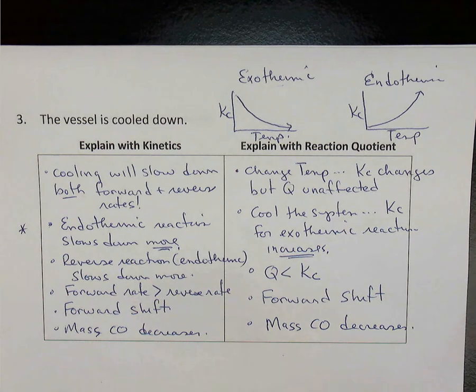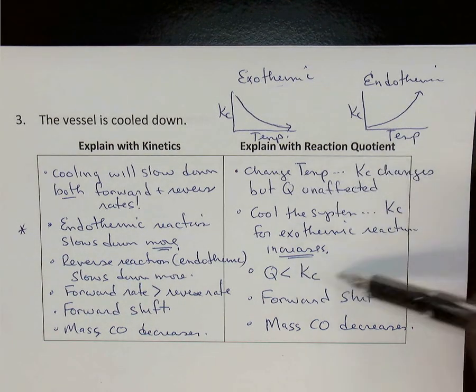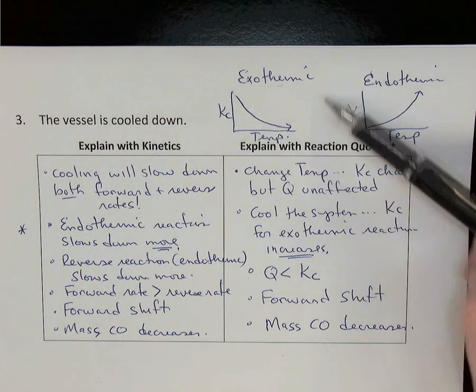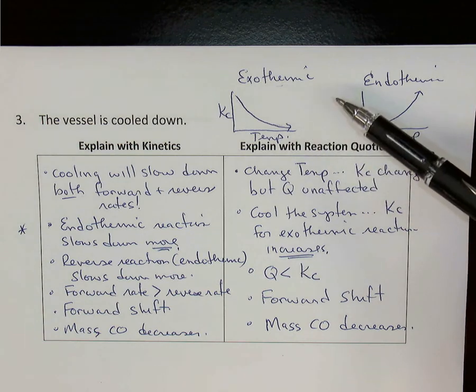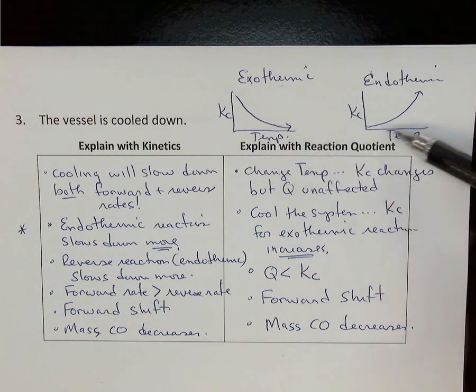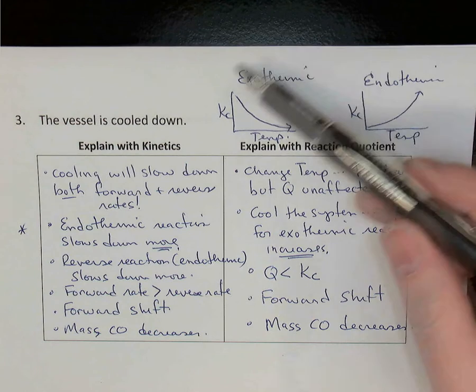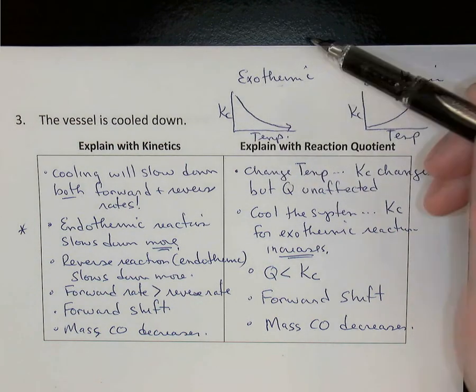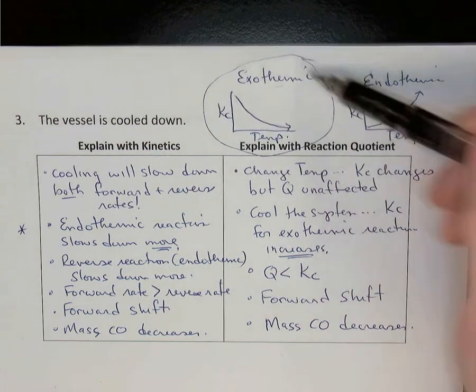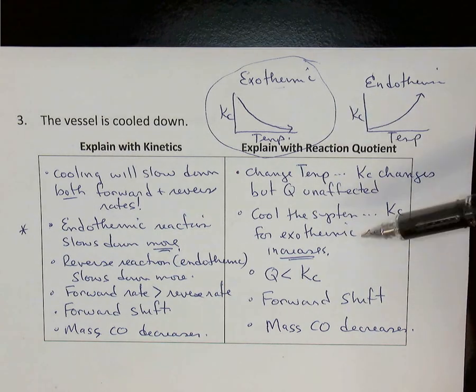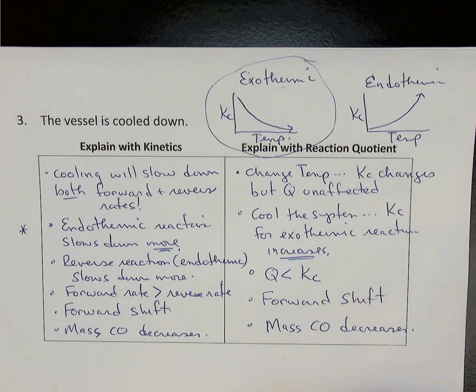Okay? So if you're talking temperature and you're discussing reaction quotients, you have to include the appropriate graph in your answer. You don't have to sketch both, but you have to sketch the graph that applies to your reaction. So we were dealing with an exothermic reaction. You have to include that graph with your explanation. Okay?